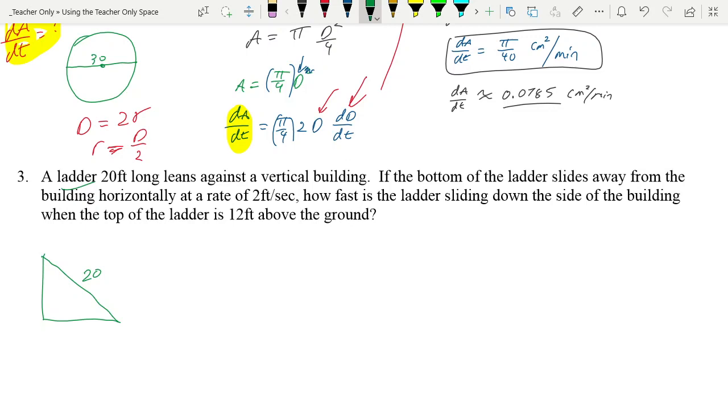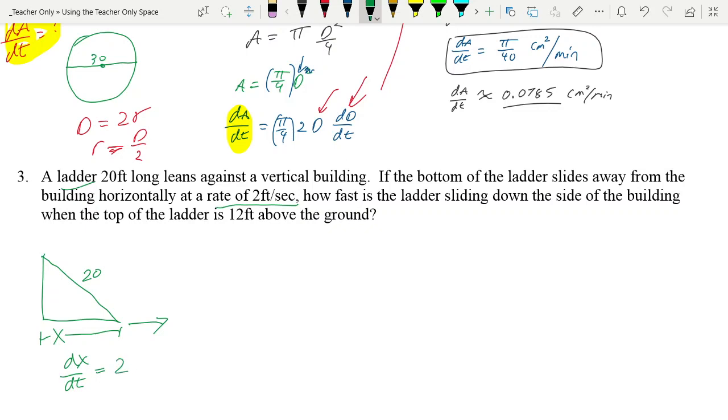Okay, so we're going to keep reading along. As a ladder 20 feet leans against a vertical building, if the bottom of the ladder slides away from the building. Okay, so the bottom is sliding away. So maybe we'll call that distance x. The distance from the building to the edge of the ladder, we'll call that x. Now, they're telling us that it slides away from the building horizontally at a rate of 2 feet per second. Okay, so I know the change in x over time is equal to 2.